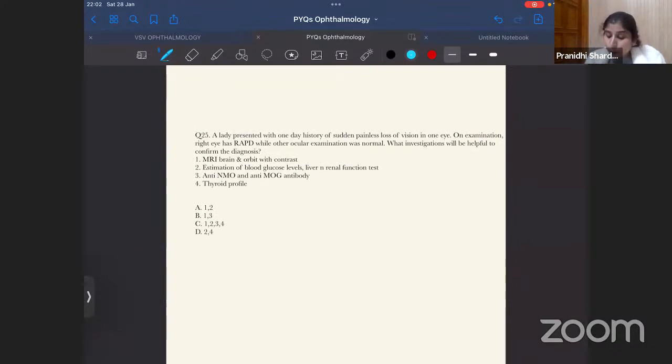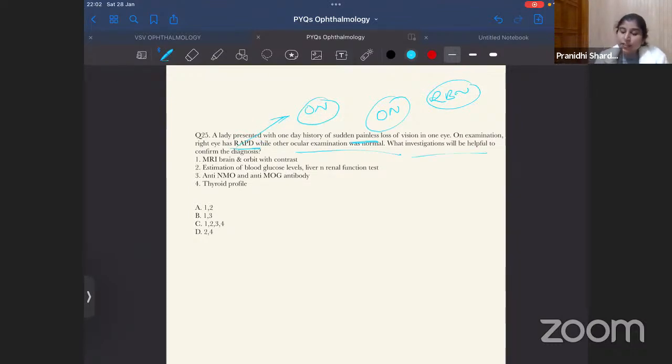A lady presented with 1-day history of sudden painless loss of vision. It is painless. On examination, RAPD is there. Rest ocular examination was normal. Spot diagnosis, optic neuritis, retrobulbar neuritis, RAPD. In optic nerve diseases, RAPD is the rule.